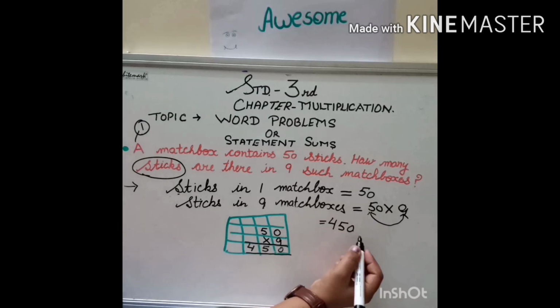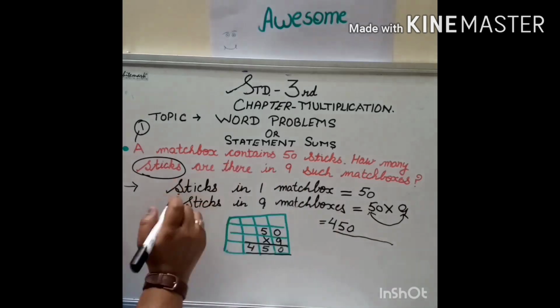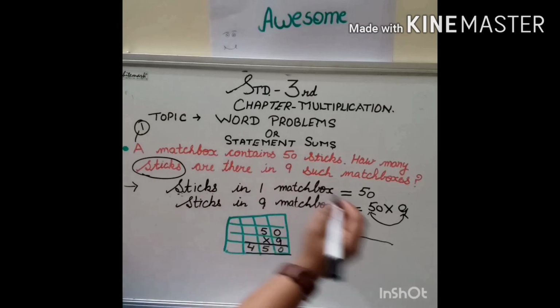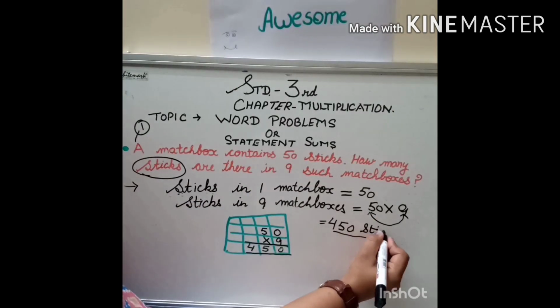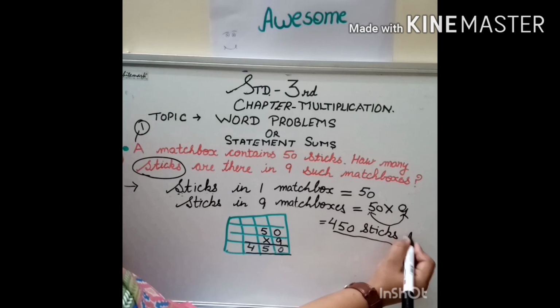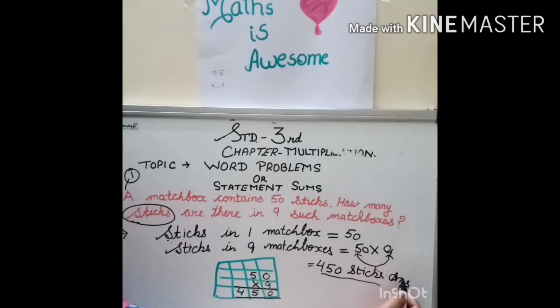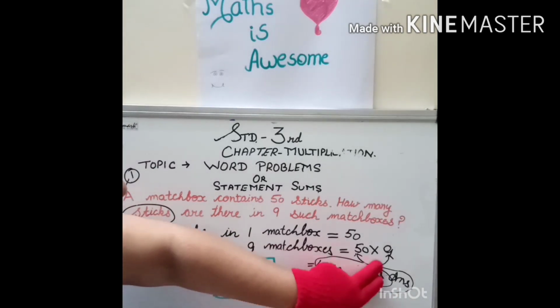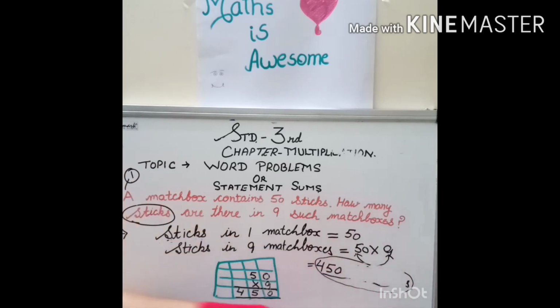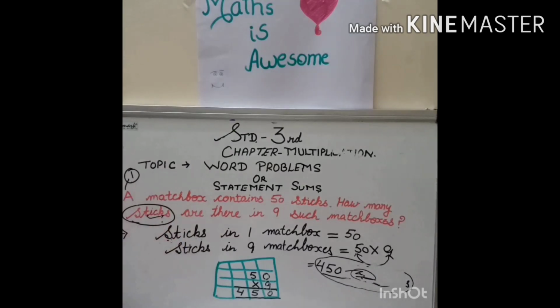And children, now here is a very important thing, this answer 450 is not the answer. What will be our full answer? What the examiner asked, that is sticks. So we have to write 450 sticks as the answer, children. It's very important to keep it in mind, children, this answer, that is 450 sticks. If you will not write this sticks, children, definitely your 1 or 2 marks will be deducted. So please don't forget to write this answer with the word which the examiner asked.